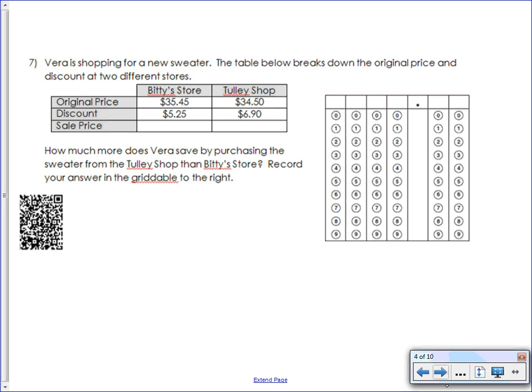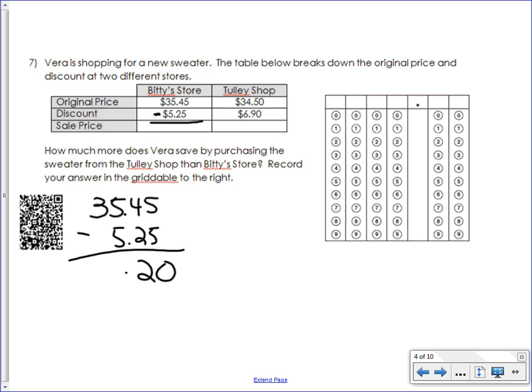The next problem, they're asking you to figure out how much she saves by purchasing a sweater from Tully's. Well, first of all, you have to figure out what the sales prices are. So you would subtract a discount from the original price. So you have $35.45 minus $5.25. So your sales price is $30.20 here.